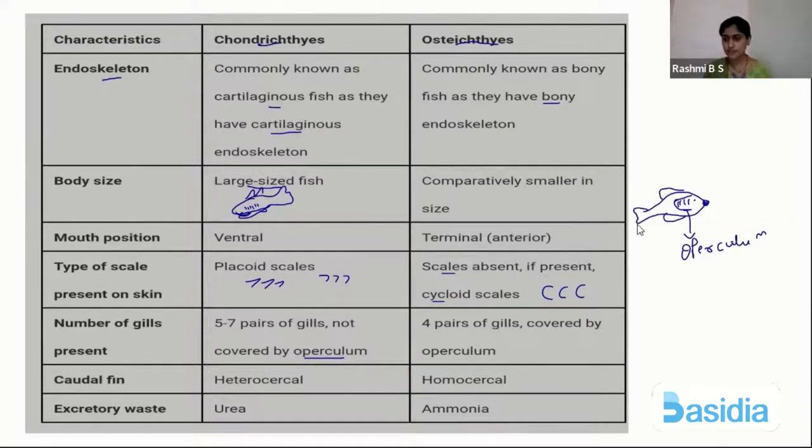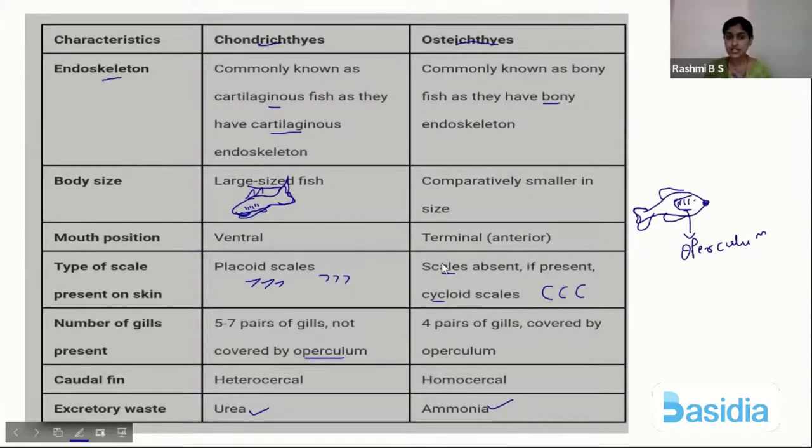Caudal fin. This is the caudal fin, right? Yes, it is heterocercal. Heterocercal means you can see it has two different portions. But here, homocercal, the up and down portions will be uniform in size and shape. And in chondrichthyes, the excretory material is urea. They excrete in the form of urea. But osteichthyes excrete ammonia.